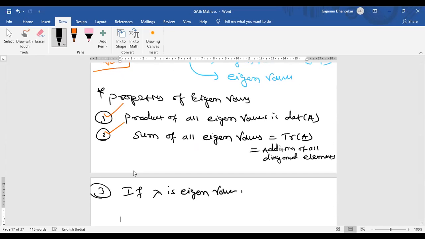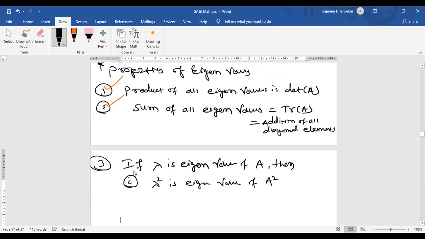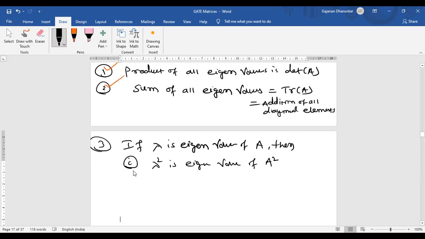If lambda is an eigenvalue of A, then lambda square is an eigenvalue of A square. Then lambda raised to power k is an eigenvalue of A raised to power k.